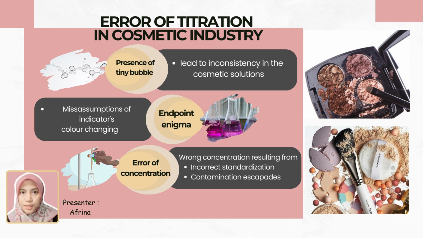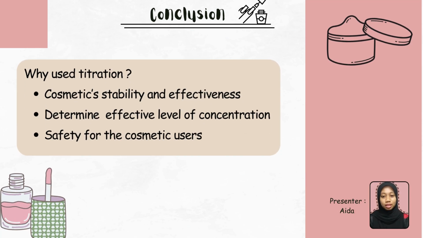Error of concentration occurs when incorrect standardization affects the testing and pH control of cosmetic products. Last but not least, contamination of the cosmetic solution can affect the effective level of concentration. In conclusion, the effectiveness and stability of the product can be achieved by efficient titration. Titration helps to determine the effective level of a certain substance if errors can be avoided during the procedure.